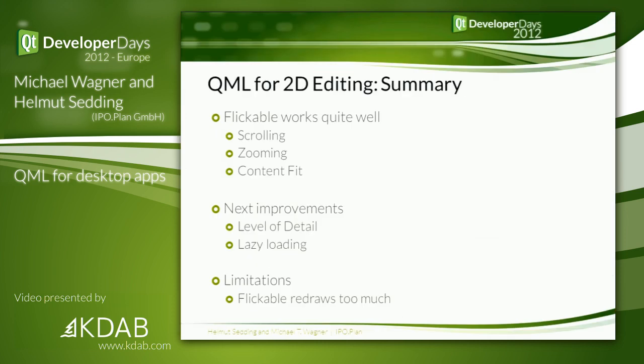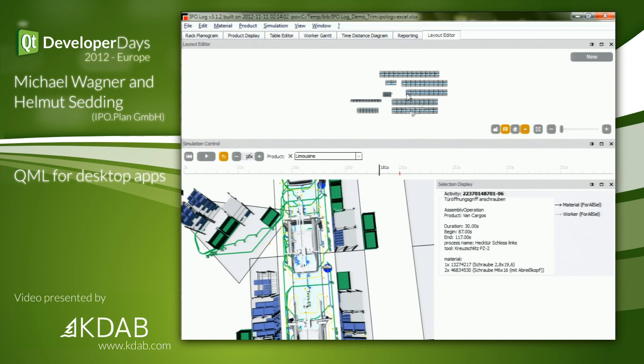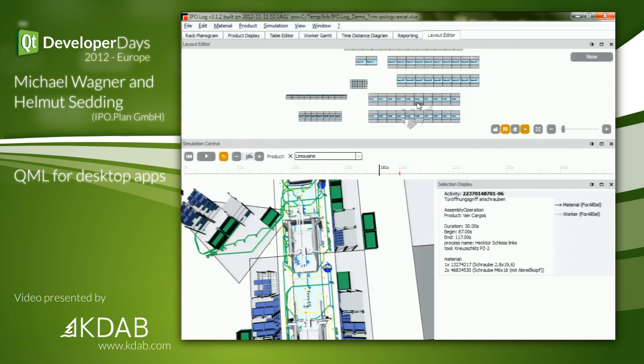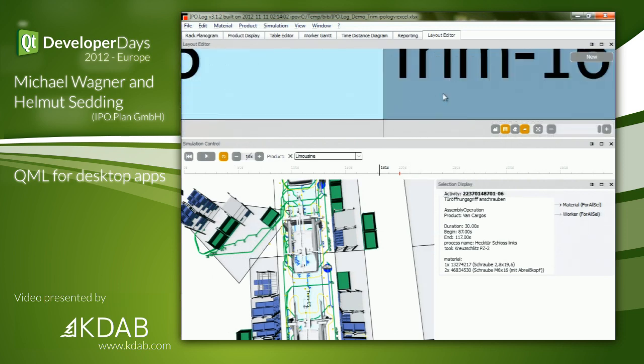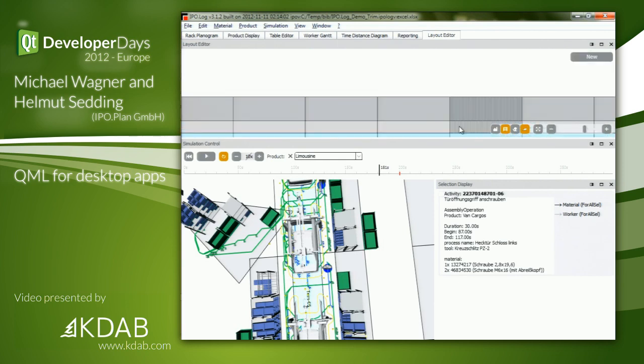Another point is what we want to improve now: some level of detail rendering. If I am zooming out, you cannot read the names of the areas anyway. If I zoom in, they get too large. So I want to have some level of detail. For example, with this zoom level, I don't want the names. With this level, I want the names, but not too large. Or I even hide some elements.